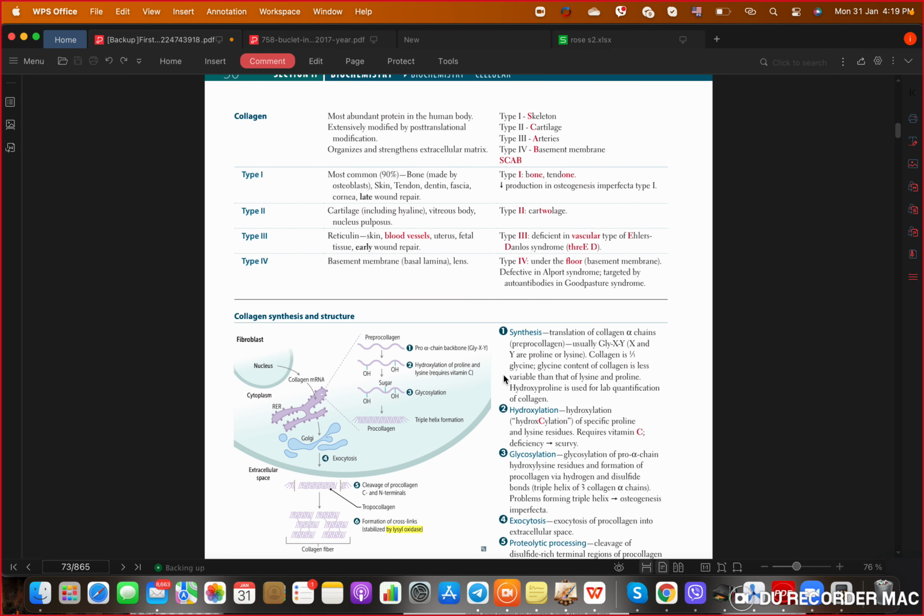Okay. So we have many types of collagen in our body. The important thing to know is their location. Remember what they write: collagen, most abundant protein in the human body, extensively modified by post-translational modification. Can you give me examples of post-translational modification, by the way?